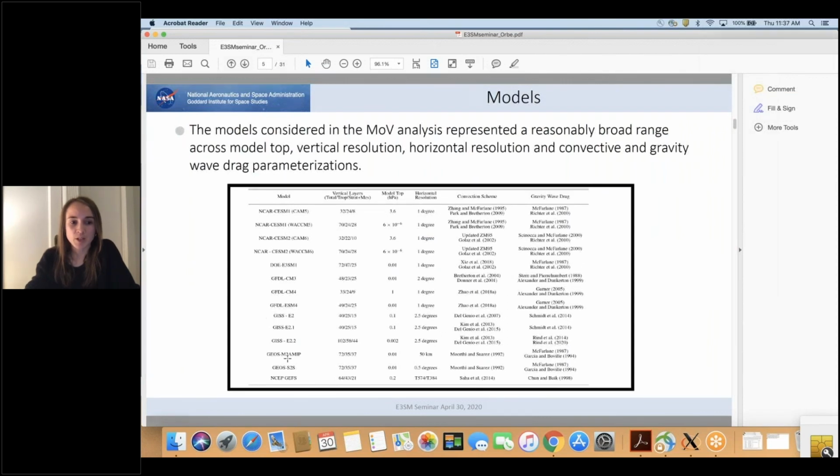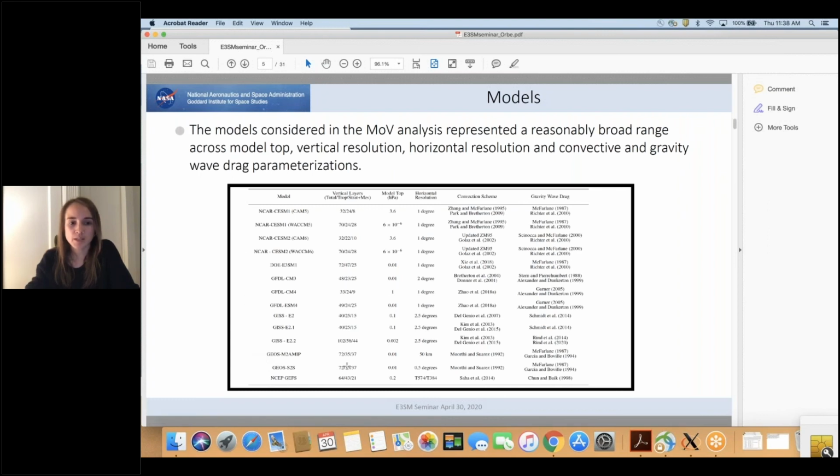So this is the summary of the different models that we considered in our analysis. We have the NCAR, different versions of CSM1, CSM2, both low and high top, including WACM and CAM. We have E3SM, including, as we'll see in a later slide, an intermediary version of this with modified orographic gravity wave drag. We had submissions from GFDL, GIS, as well as some of the subseasonal forecast products that I described before.